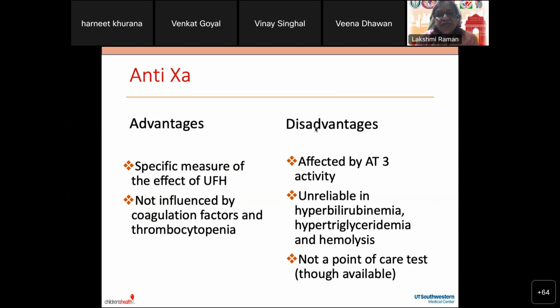So what are the advantages and disadvantages? As I said, the advantage is a specific measure of the effect of unfractionated heparin, and it is not influenced by coagulation factors and thrombocytopenia. So it really measures the effect of the drug. What are the disadvantages? Again, affected by AT3 activity. And as I said, anything that tints your plasma makes it very unreliable. And now we do not have a point of care test available. Next slide.